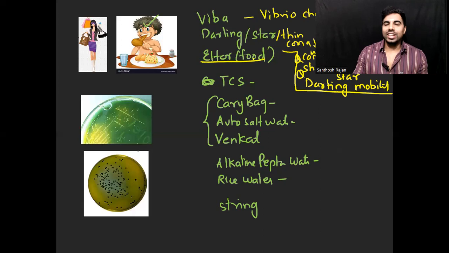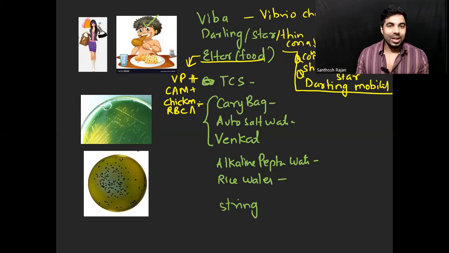Okay. Eltor, why did I say Eltor? There are serotypes and biotypes, classic and Eltor biotypes. They'll ask the difference between classic and Eltor. Why did I say foodie? Because Eltor is Voges-Proskauer positive. VP is the Voges-Proskauer reaction, but I made it veg paratha. He likes veg paratha. He also likes camping, CAMP. And he likes chicken, that is the chicken RBC agglutination test. And one more is sheep RBC hemolysis.